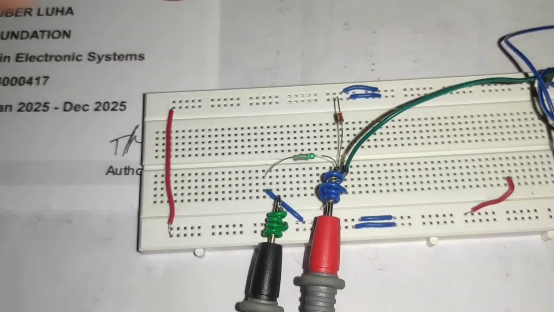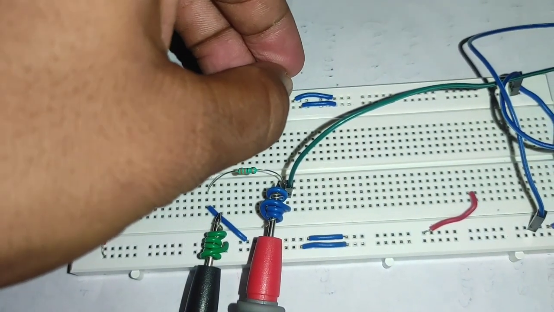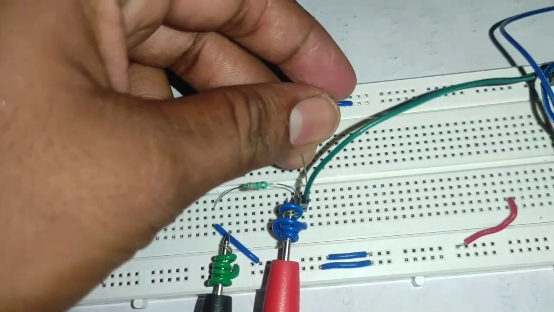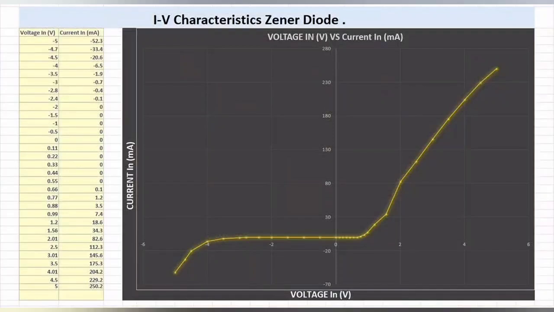Let's increase this value, and this is the breakdown voltage of this general diode. I have to use a bigger number, let's try 0.77, and its value increases. One more point: if I change it to reverse bias, then you can see current cannot flow. And the final one is that this is the IV characteristic of the general diode, you can see. So this was our experiment 4.